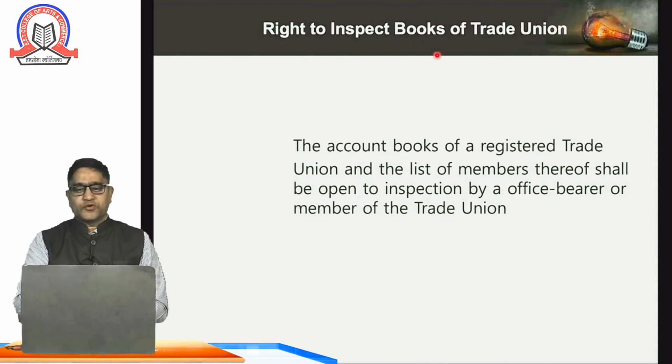Right to inspect the books of the trade union. The account books of the trade union and the list of the members thereof shall be open for inspection to the office bearers or the members of the trade union. So in the registered office, this book has to be kept, and the office bearers or any members can inspect it, after giving prior information that they are coming for inspection of the books of records.